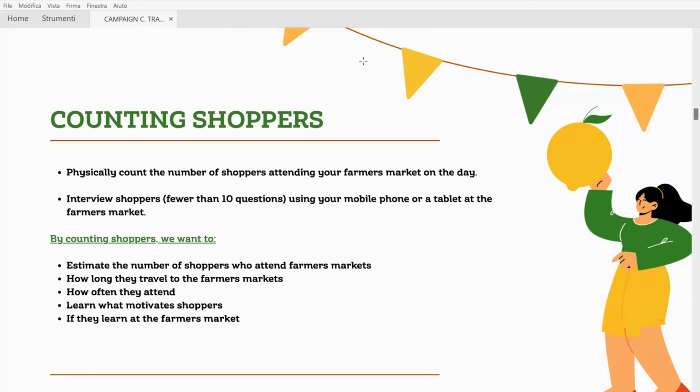By counting shoppers, what we want to do is estimate the number of shoppers who attend the farmers market, to show how farmers markets can provide a solid platform to farmers for their sales, how long they travel to the farmers markets, to make the case also in this case how farmers markets serve urban, peri-urban communities, how often they attend, so that farmers markets can somehow be a trustful and also continuous shopping platform for consumers, learn what motivates shoppers to go to farmers markets, and if they learn at farmers markets as well, what is the educative outcome of shopping in a farmers market. Next slide, Julia.